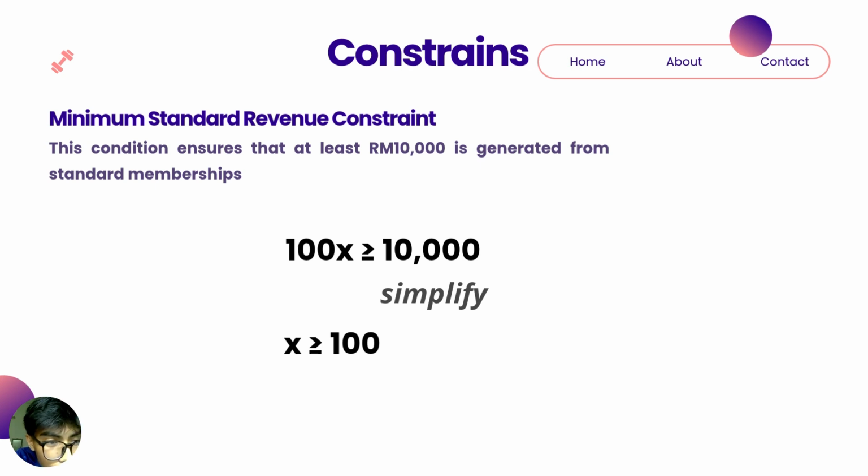And the next one is our minimum standard revenue constraint. This condition is the same as the previous constraint: it ensures that at least 10,000 ringgit is generated from standard memberships. The last one was for premium memberships, and now it is for standard memberships. So the inequality that we got here is 100x ≥ 10,000. After we simplify it, we get x ≥ 100.